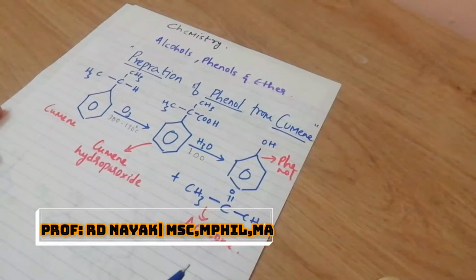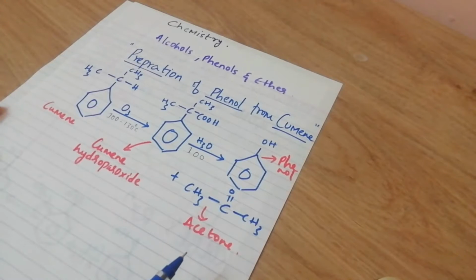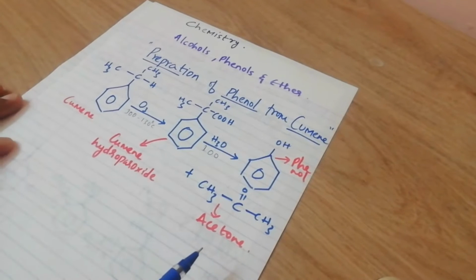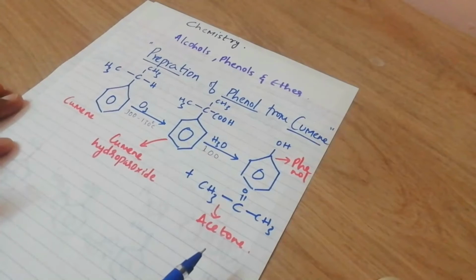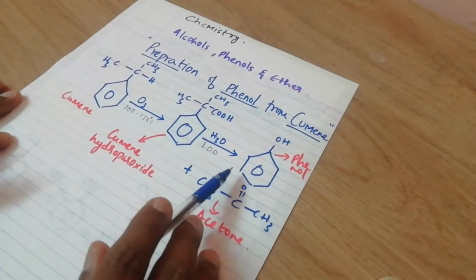Today I talk about the second session of alcohol, phenol and ethers. In today's topic, naming reactions of alcohol, phenol and ethers. From the annual examination point of view, out of these equations, 4 marks is compulsory. First I talk about the preparation of phenol from the cumene process.